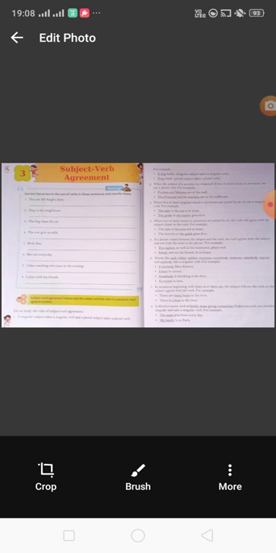So students, today's homework is to read this subject-verb agreement and memorize all the points or rules of subject-verb agreement. This is your today's homework.